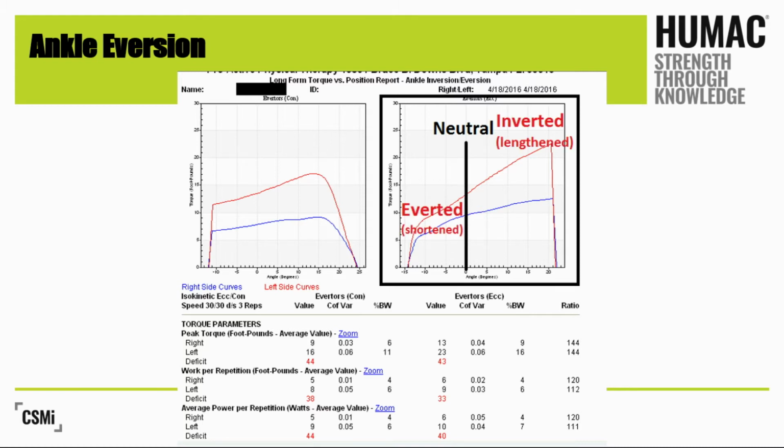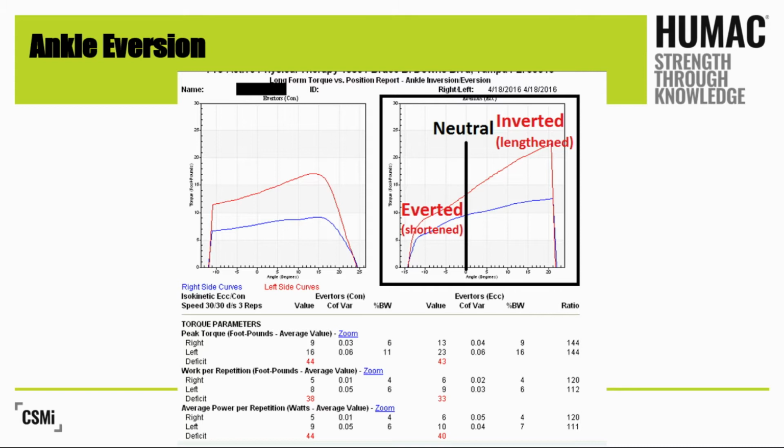The curve to the left of the neutral line is eversion and the curve to the right is inversion. So you should notice that the everter muscle torque curve is much higher with the ankle in the inverted position when it's lengthened, and the line is much lower with it in the everted or shortened position.